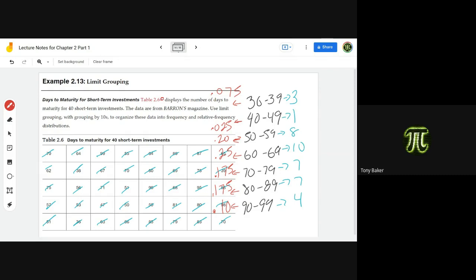What makes this different than the last problem when we did the single value grouping? Range of numbers. It's a range of values. That's where the limit grouping comes in. This is the first thing that cannot be done on qualitative data. Okay? This can only be done on quantitative data. Right? You have to have numbers to be able to do this. Okay?